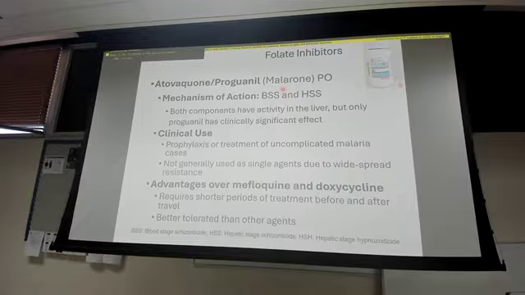Given as a combo pill, and it is effective for both the blood and the hepatic stages. It's normally given as prophylactic or uncomplicated malaria treatment. One big benefit is the short duration for treatment and for prophylaxis. This one's only 1 to 2 days for the prophylactic treatment compared to some of the ones that are 2 to 3 weeks or longer. And then also decreased side effects and a little bit better tolerated than some of the other medications.